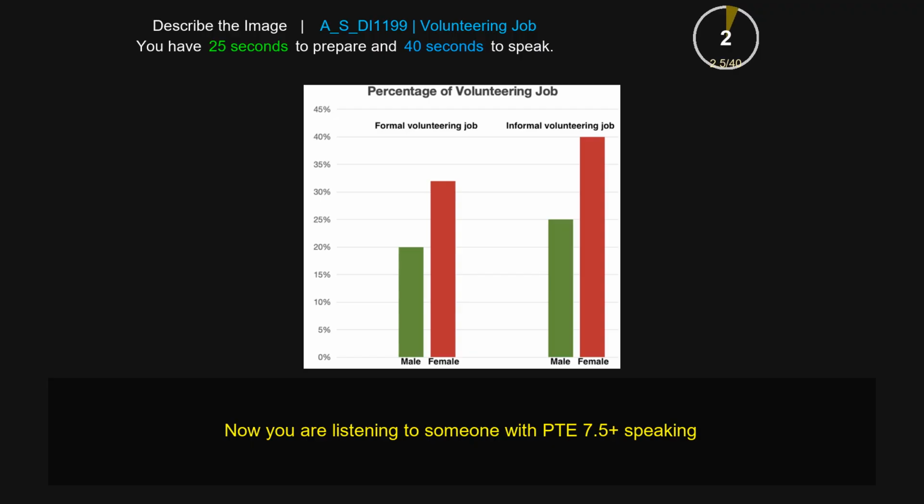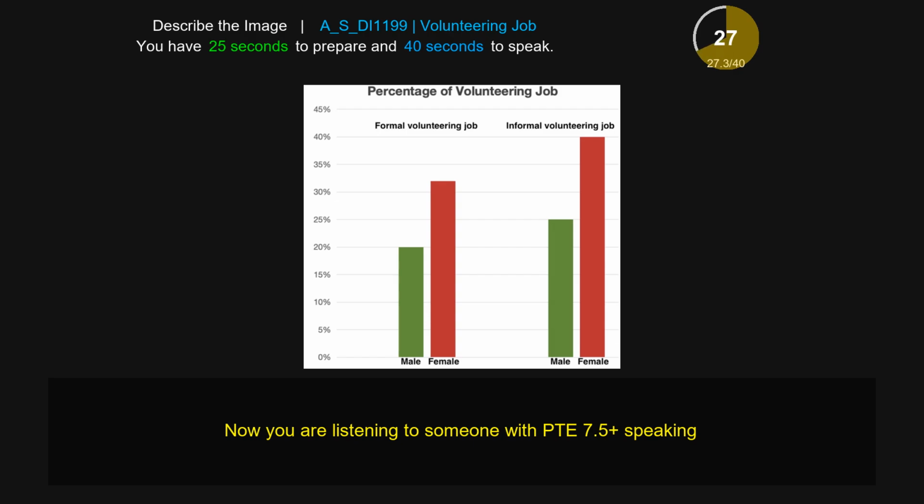The given bar graph provides information about percentage of volunteering job. There are two different categories of volunteering jobs, such as formal volunteering job and informal volunteering job, and the data is divided into number of words and colors. If we do a comparison, the maximum value is 40%, represented by informal volunteering job in red color, and the minimum value is 20%, represented by formal volunteering job in green color.